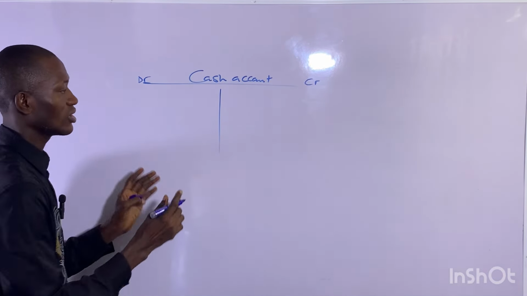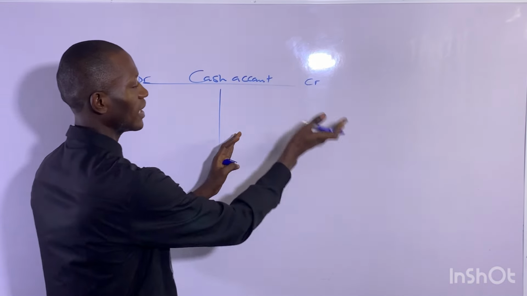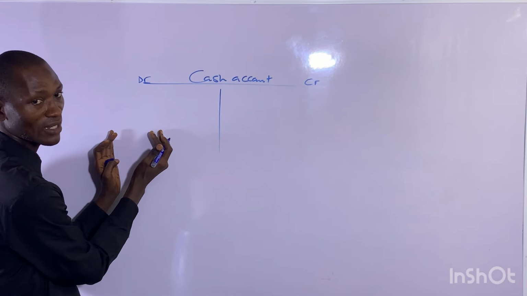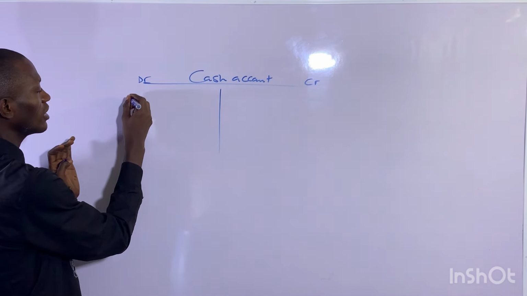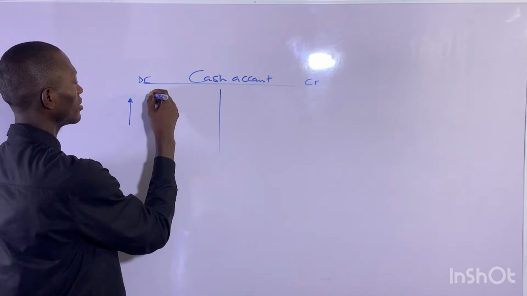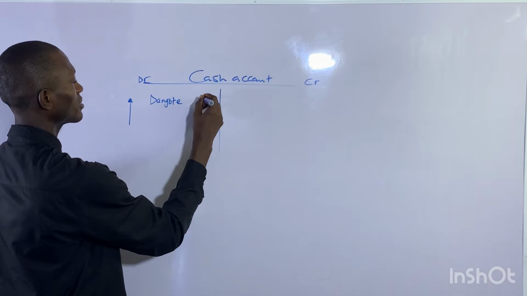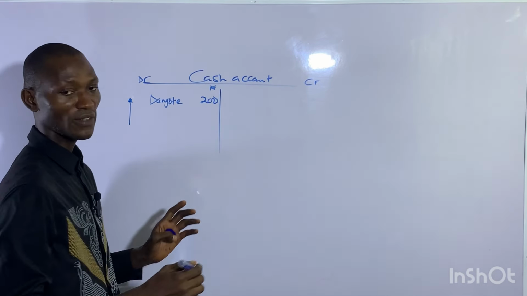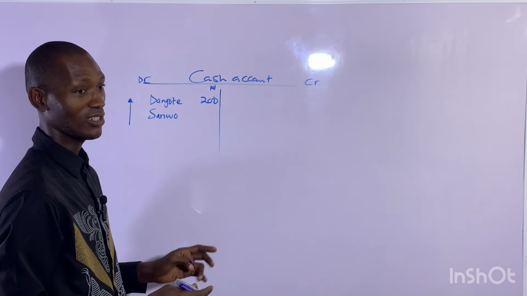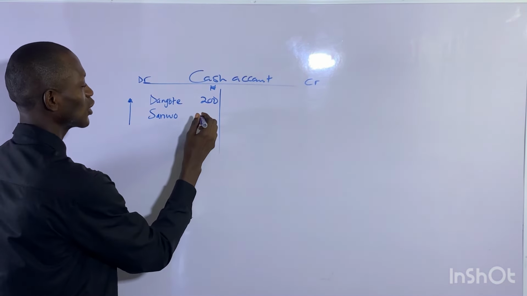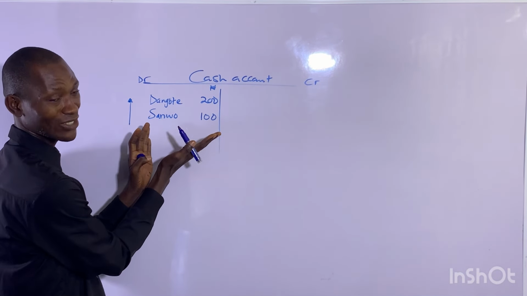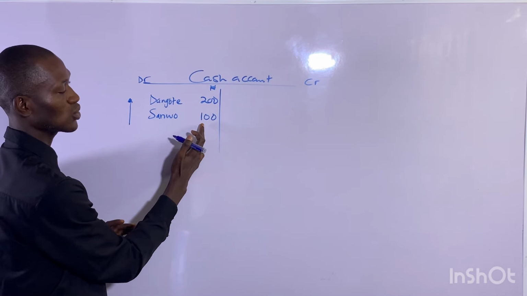When you receive cash, you debit your cash book. And when you pay cash, you credit it. So the more you receive cash, the more you debit cash, and the more the balance in it will be increasing. So let's say, for example, we receive cash from Dangote. We receive cash from Dangote, let's say 200 naira. We receive cash from, let's say, Sanwo. I know some are going to be like, which Sanwo? It's your governor. Sanwo. So we receive 100 naira from Sanwo. You can see the balance in the cash account is increasing from 200 to 300.